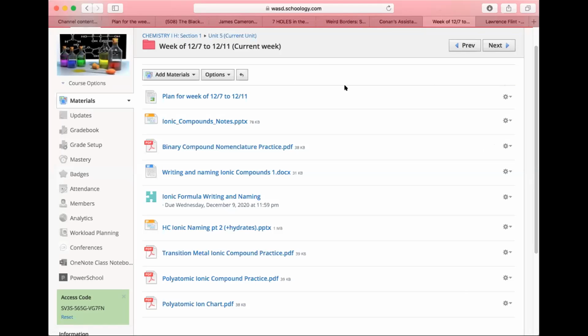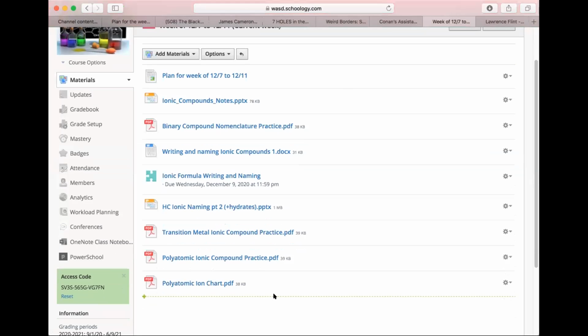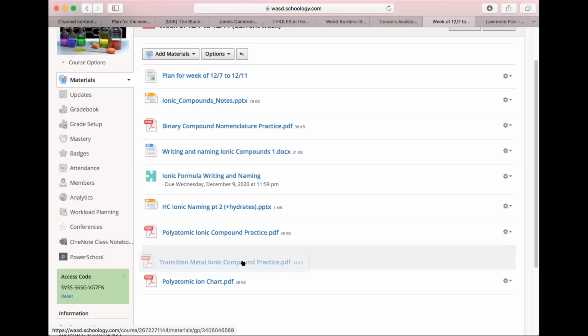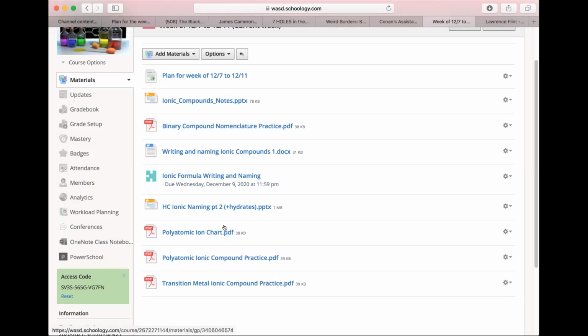Okay, so in the folder for unit 5, I added some more things. There's a thing here that says Honors Chemistry Ionic Naming Part 2, and this has materials about naming and writing formulas for polyatomic ion containing compounds, which I'll tell you about in just a minute, and problems about naming and writing formulas for compounds with transition metals. And the ones with transition metals, we'll do those tomorrow.